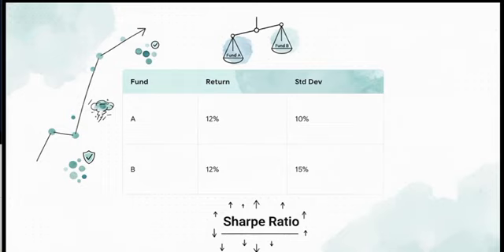Check out this comparison. You've got Fund A and Fund B, and they both offer a 12% return. Great, right? But wait. Fund A gets that 12% with a standard deviation of 10%, while Fund B is swinging wildly all over the place with a 15% standard deviation. Using the logic of the CML, professional managers are going to pick Fund A every single time. It sits closer to the CML because it delivers the exact same return, but with significantly less total risk. That right there is the Sharpe ratio in action, maximizing your risk-adjusted performance.